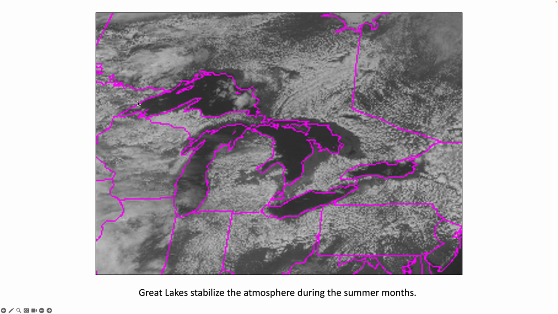And so here's a really nice example of a day that's fairly unstable over the land, where we have a lot of convective cellular activity going on.